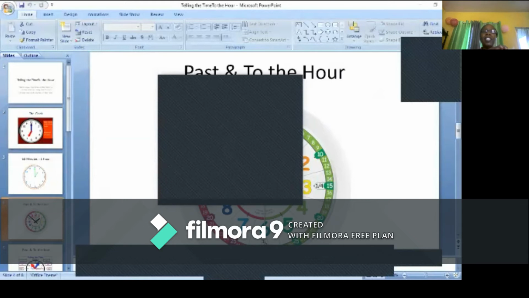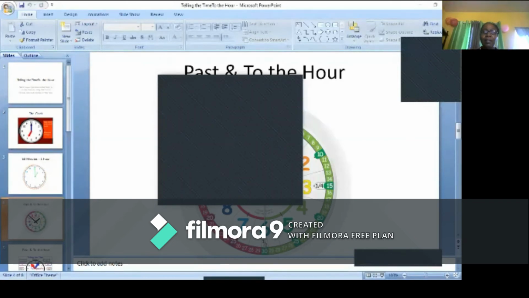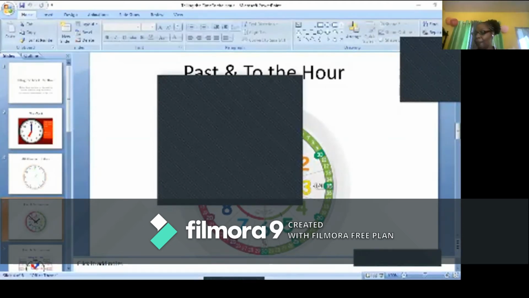Put your finger on the 1. We're going to count all the minutes all the way around to the 9 where the long hand is. Let us go. 5, 10, 15, 20, 25, 30, 35, 40, then 45. So it is 5:45.